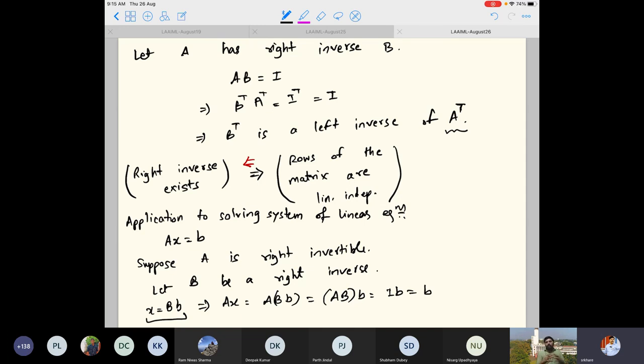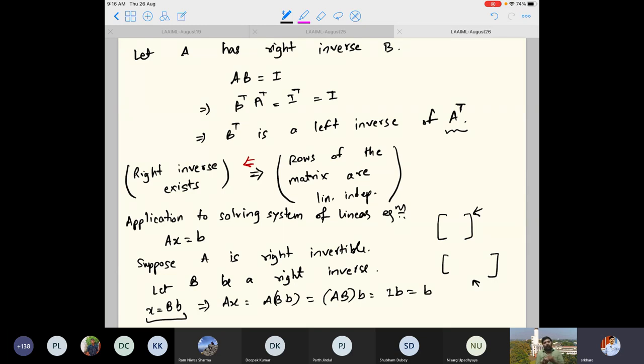So what is the situation we are in? We are saying A is right invertible. That means that the rows of A are linearly independent. That is something that we already know. That means that the systems of equations that you are looking at are either square or they are wide, right? So they are square systems or underdetermined systems. That's what you are really looking at.